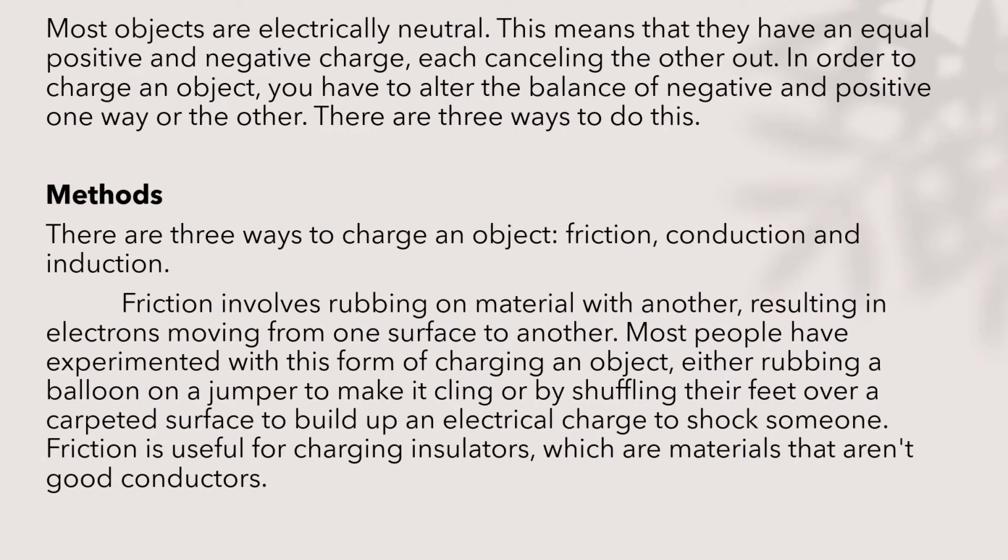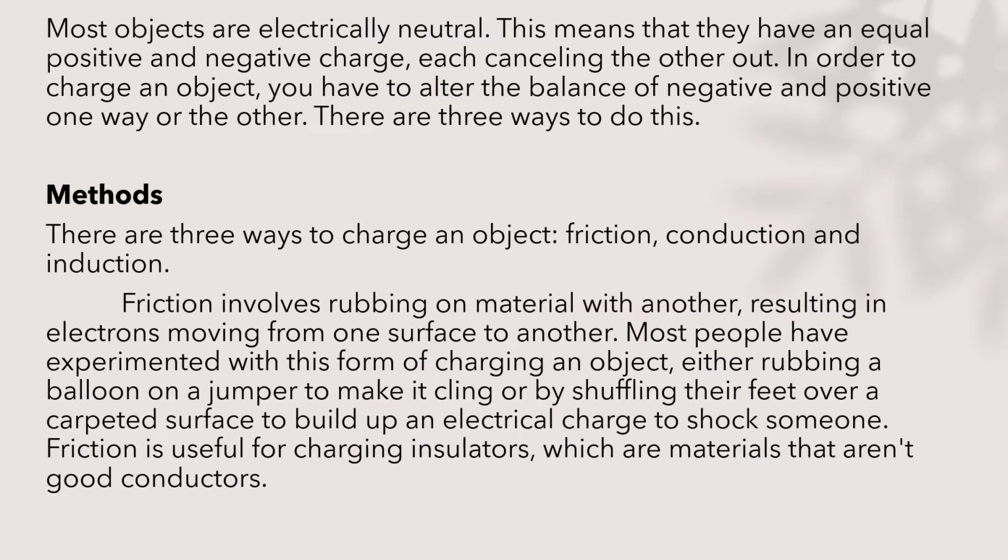Most objects are electrically neutral. This means that they have an equal positive and negative charge, each cancelling the other out. In order to charge an object, you have to alter the balance of negative and positive one way or the other. There are three ways to do this. Methods: there are three ways to charge an object: friction, conduction, and induction.